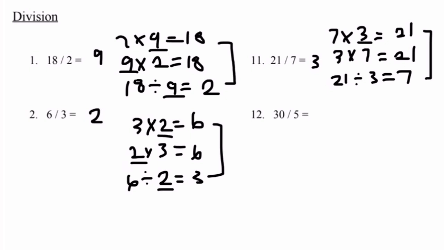Because 7 times 3 equals 21, 3 times 7 equals 21, and 21 divided by 3 equals 7. Therefore, 21 divided by 7 equals 3.